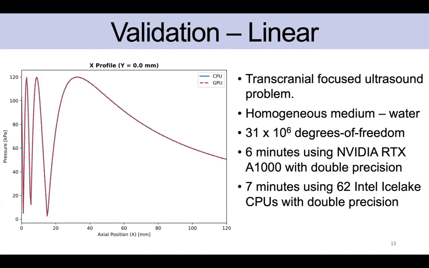To test whether the GPU implementation is correct, I have worked on the CPU implementation as well. Essentially, I just compared the two results. This is an example of a transcranial focused ultrasound problem with a homogeneous medium. You can see that the degrees of freedom are not too big, but on the NVIDIA RTX A1000, with double precision, you can solve these 3D problems in 6 minutes, which is quite good if you compare it to a single node on an HPC system, where I was using 62 Intel Ice Lake CPUs with double precision.